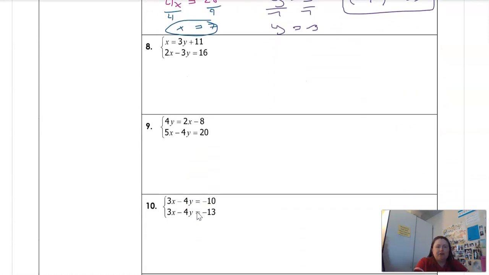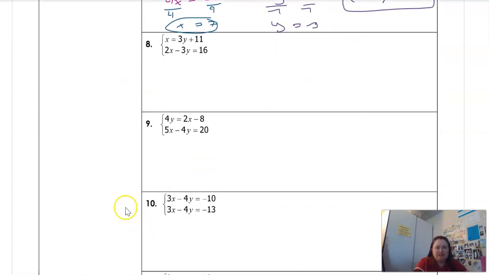So for 8, notice we need to do step 1. Things aren't lined up here. The equal sign is in the wrong spot. So this is x equals 3y plus 11, this is 2x minus 3y equals 16.